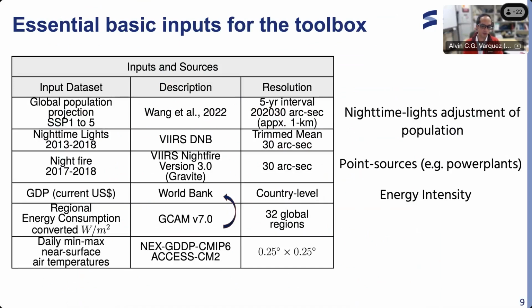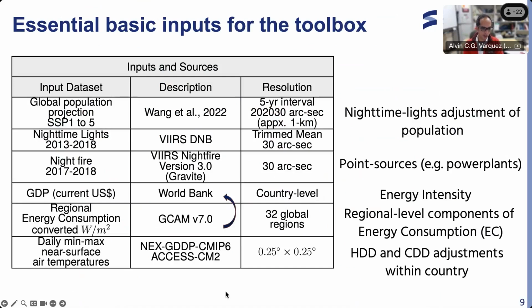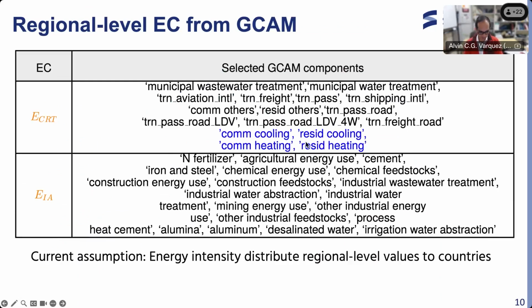We get the point source, we get the energy intensity, and we have the GCAM to give us different scenarios of energy consumption. And we have the different scenarios of air temperature that allows us to get the HDD and CDD. And these are just examples of the various energy components that we can obtain from GCAM. This blue box is something that we can only derive thanks to the GCAM model.